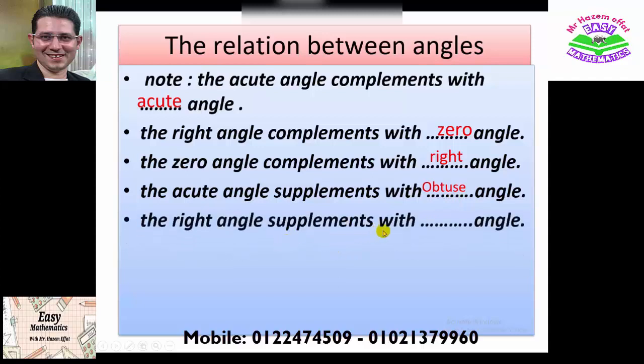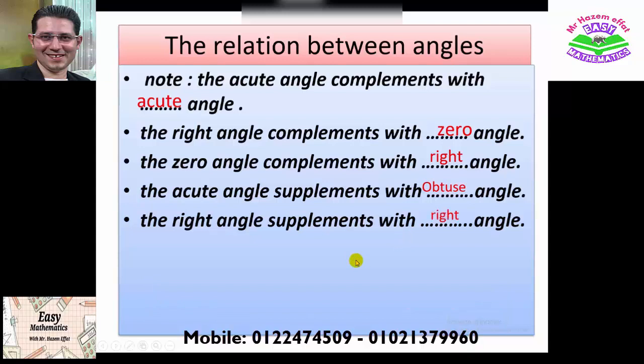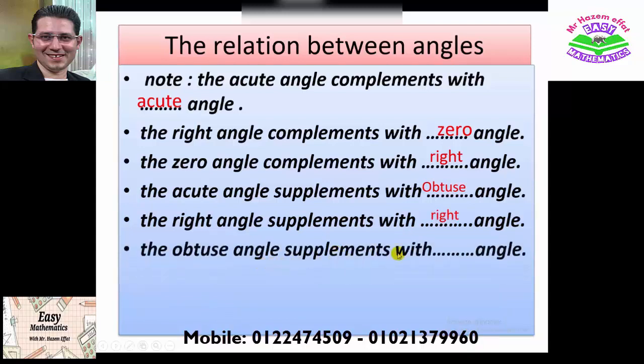The right angle supplements with what angle? Yes, by using the previous rule, 180 minus 90 will be 90. So the right angle supplements with what? Yes, it will be right. The obtuse angle supplements with what? Yes, this is the opposite of this exercise. Then when we see the obtuse angle supplements with what angle, we can say acute angle.